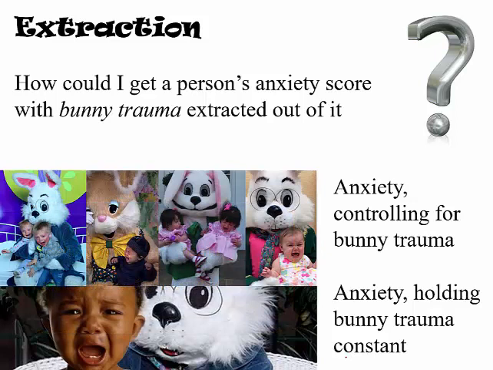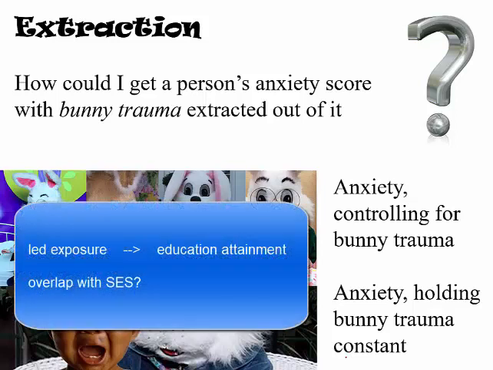Or another example, say I have a hypothesis that when children are exposed to lead, that leads to lower educational attainment in life. So my hypothesis is that lead exposure leads to educational attainment. It would be a negative correlation in this example. But maybe exposure to lead also overlaps with a child's socioeconomic status. Children who are exposed to lead may live in homes that have less financial resources. They may live in more impoverished neighborhoods.